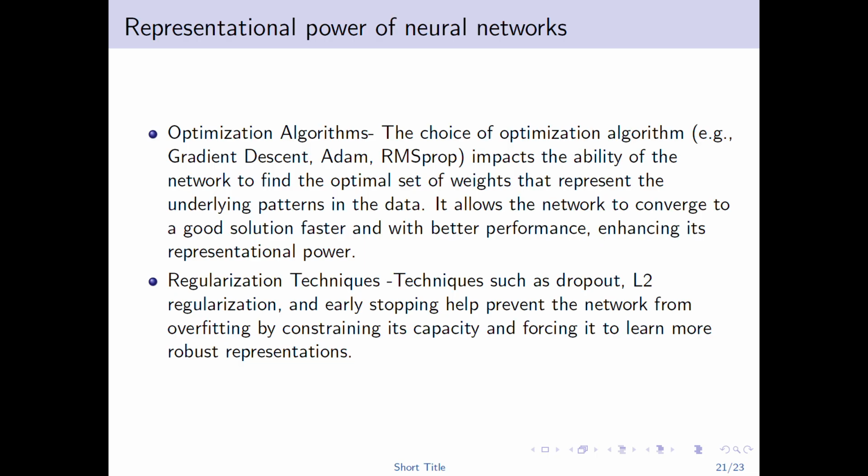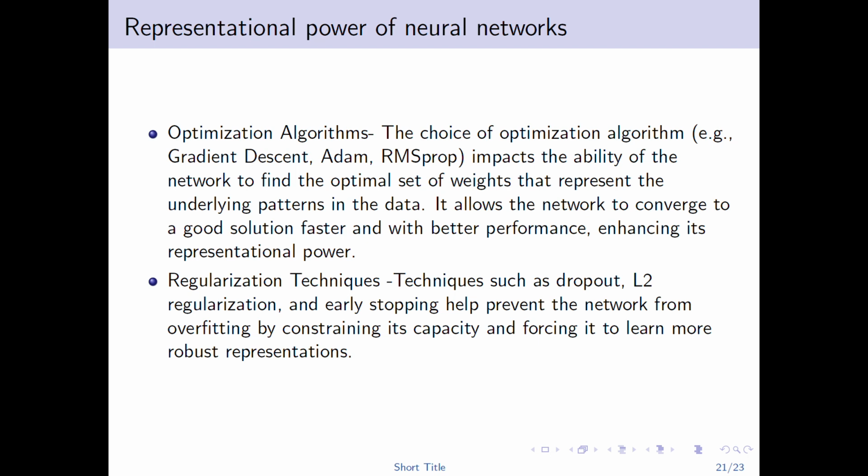Now another factor that is critical in increasing the representational power of neural networks is the optimization algorithm that we choose. So we can choose various optimization algorithms like gradient descent, Adam, RMSprop, etc. All these we will be discussing in later sessions, and these also impact the ability of the neural network to find the optimal set of weights that represents the underlying patterns in the data. And the correct choice of the optimization algorithm allows the neural network to converge to a good solution at a faster pace with better performance, enhancing its representational power.